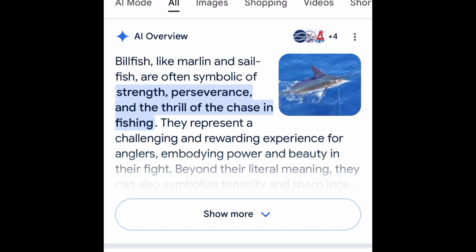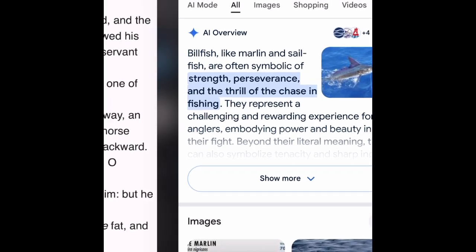Let's go to the symbolism of the billfish. Billfish like marlin and sailfish, which is actually like a billfish, just the same thing, are often symbolic of strength, perseverance, and the thrill of the chase in fishing. Thrill of the chase in fishing.